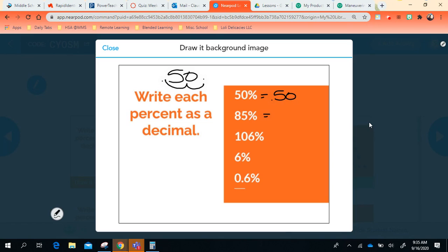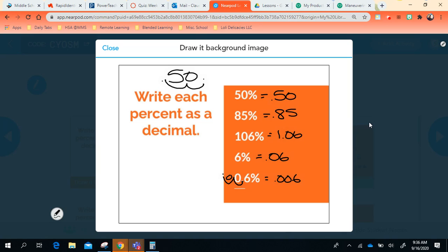So then for 85%, what did you get? 0.85. For 106, what did we get? We forgot a decimal in there. Thank you. We got 1.06, and I had some people forgetting that 0. You can't forget the 0. And for 6%, 0.06. Good. This is the one that usually people have the most trouble with. What about 0.6%? Thank you. We got 0.006. Because if you're moving the decimal over 2 places, you go 1, 2, and then you fill that in with another 0.